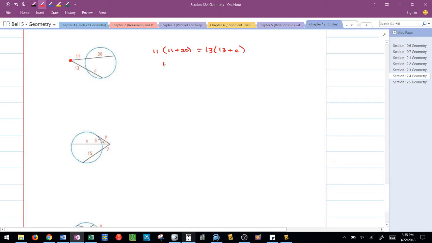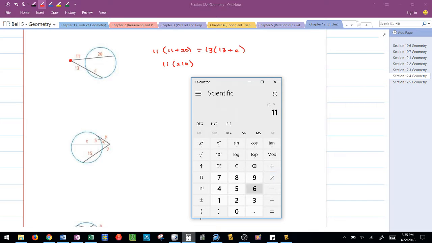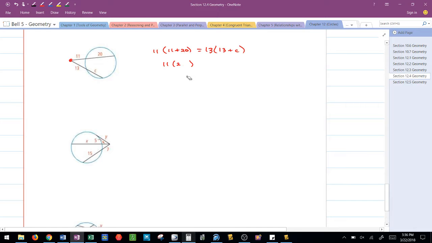All right, so this is going to be 11 times 210. That's right, 11 times 20 is 210, right? 220, duh. So 11 times 220. Oh, what am I doing? Let's try that again. I have to add. That's what that symbol means. So I have 11 times 31 is equal to, now in 13 here I have to distribute. So that gives me 169 plus 13C.